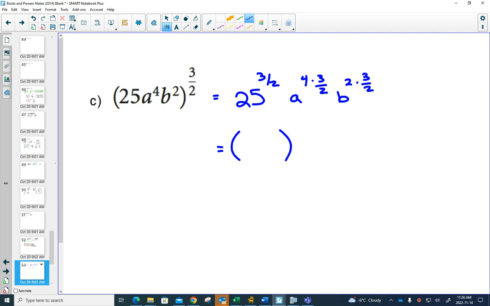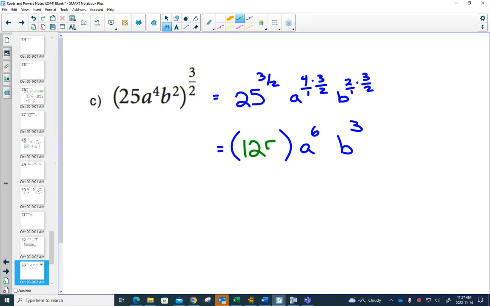Can you do the mental math and tell me what number should go in there for 25? And this will be a to the 6, because 4 over 1 times 3 over 2 would give me 12 over 2, reduces to 6. And this one would reduce to 3. b cubed.